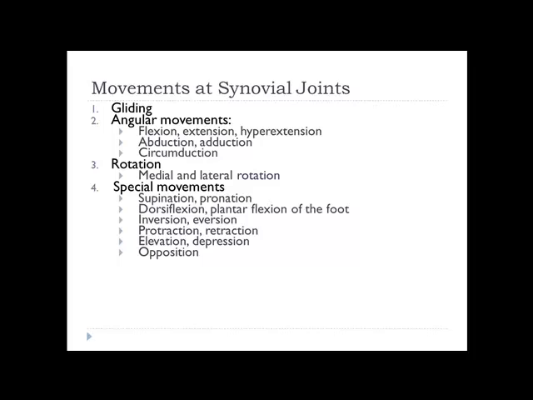Abduction and adduction. I just say abduction and adduction so you know which one I'm saying, and it's easier to hear. Abduction is moving a body part away from midline. Adduction is moving a body part towards midline. So if a child or somebody is abducted, they are taken away from where they're supposed to be. So abduction is moving away from midline, and adduction, like I said once again, is moving towards midline. And circumduction is making a circle.